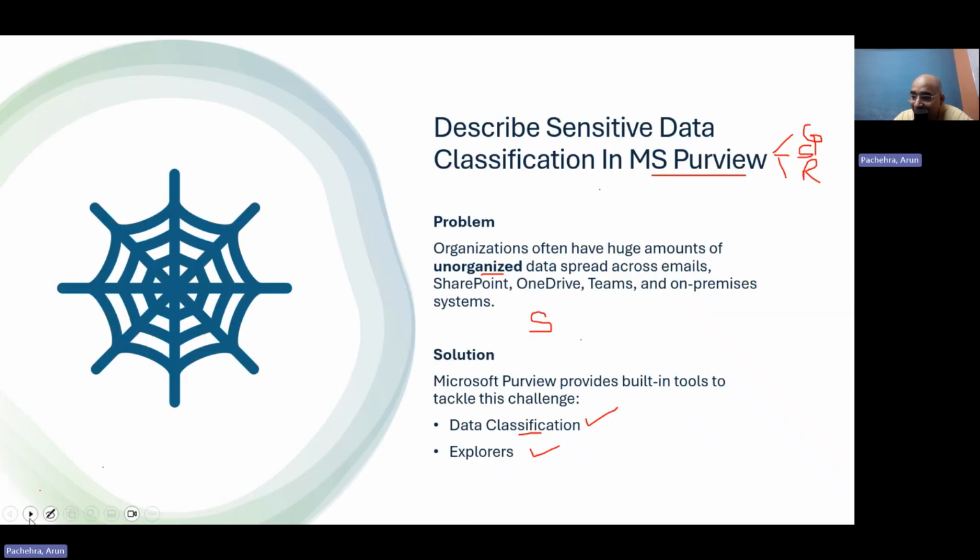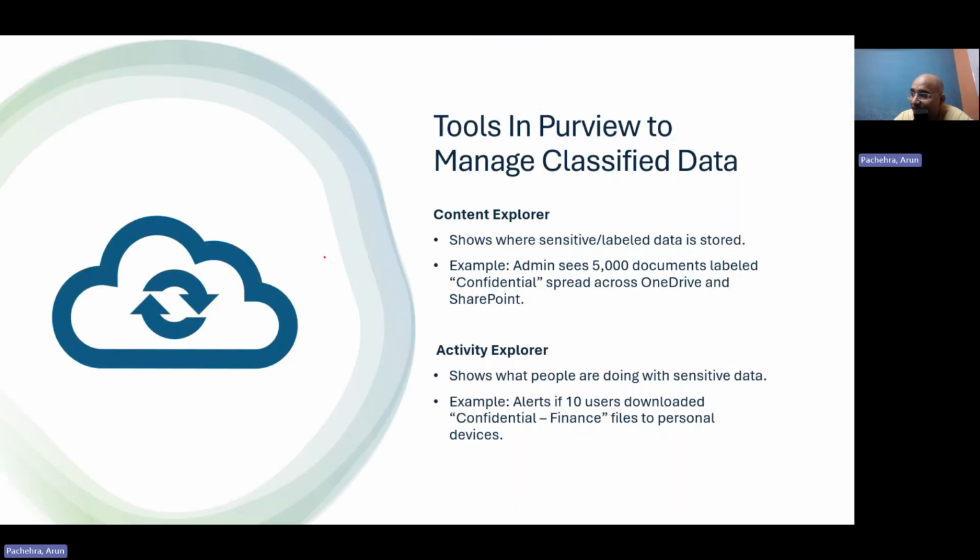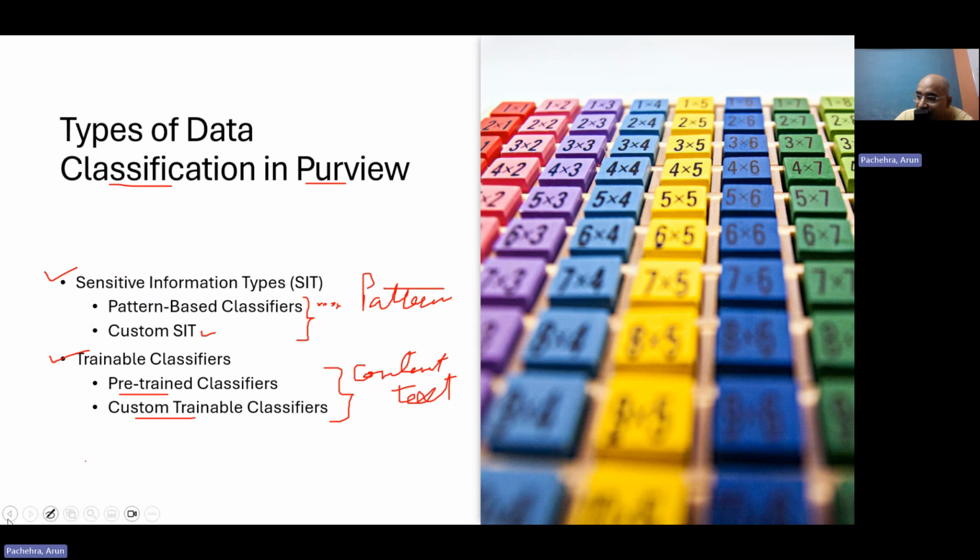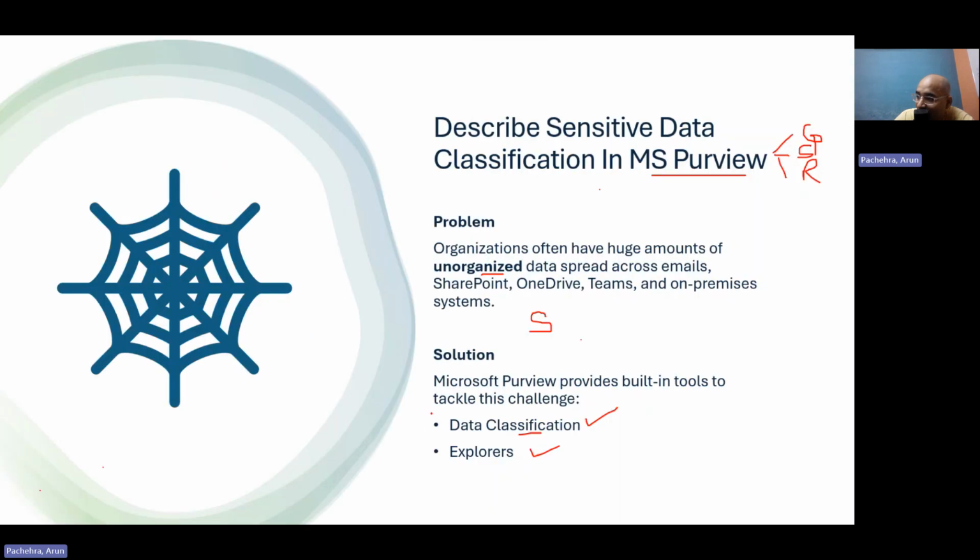Explorers, data classifiers, and everything in a table format so that we can easily understand. And before that, of course, we need to understand a little bit about the tools in Purview to manage data classification: Content Explorer and Activity Explorer. What are these? If we go to slide number 1, here there are two types of tools: data classification that we talked about, SITs and AI-based custom and pre-trained. Explorers will help us manage the data classification. That's the second built-in tool.